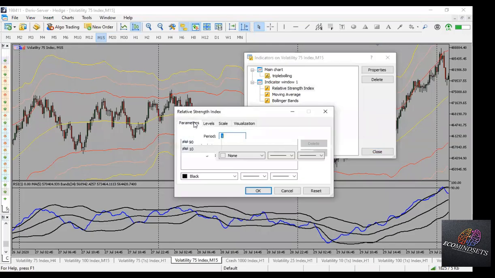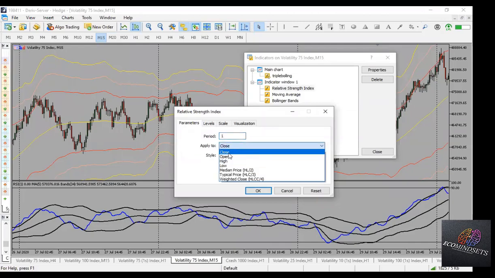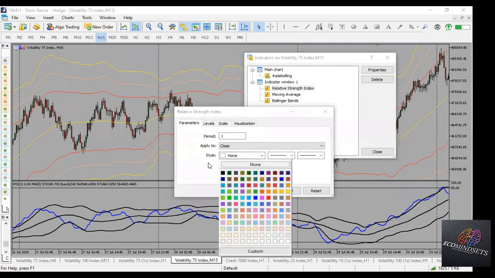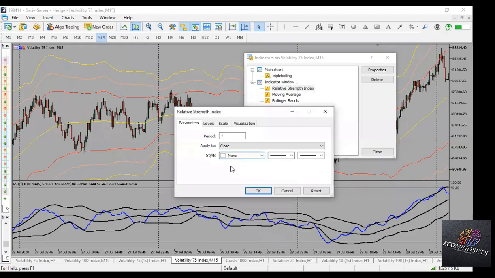We have the period to be 1. We are using period 1. Apply to close. Then the style: if you are using phone, it should be the color of your chart background. But if you are using PC, just select none for the style, because we don't need it.